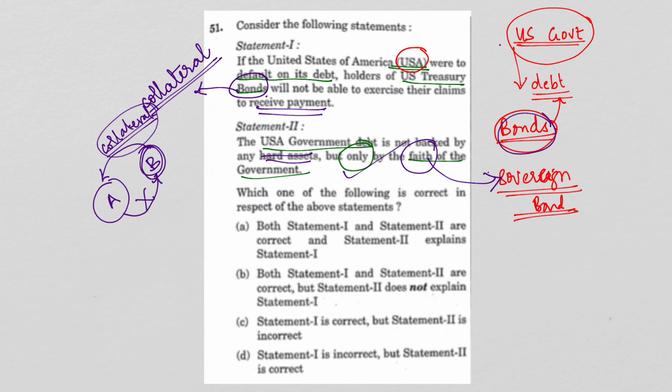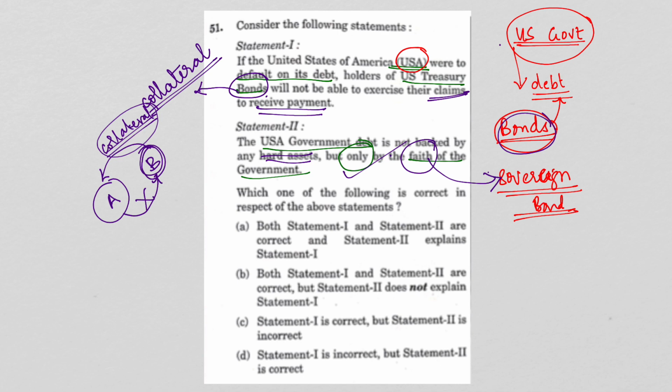So this is correct. Alright, so from the second statement we know that the sovereign bonds, or mostly the sovereign bonds, work on the basis of faith or trust. So if you take the second statement as correct, and if you apply the second statement on the first one, that is, they are not able to exercise their claims, and that's why there is a default. Yes, they are not able to exercise their claims because there is no collateral backing.